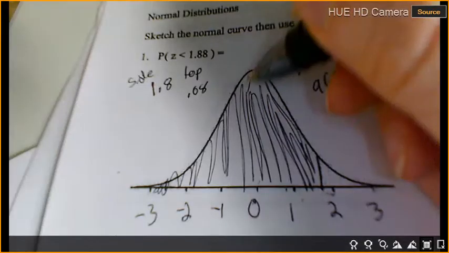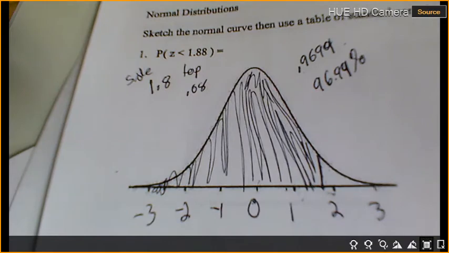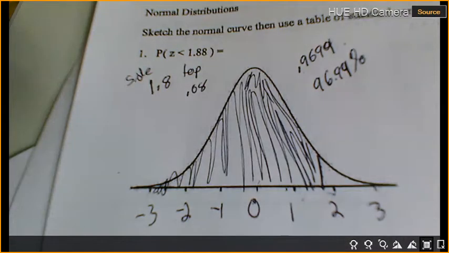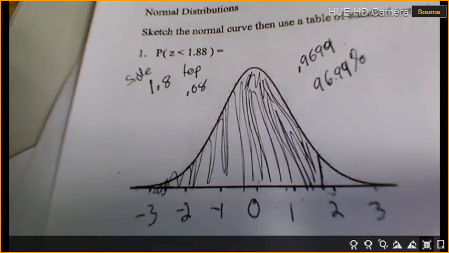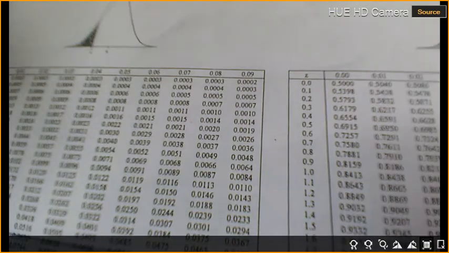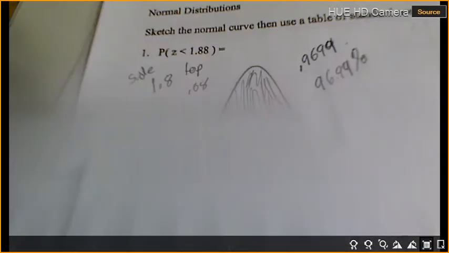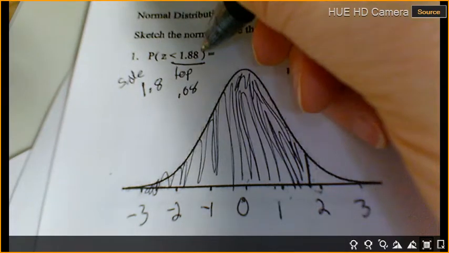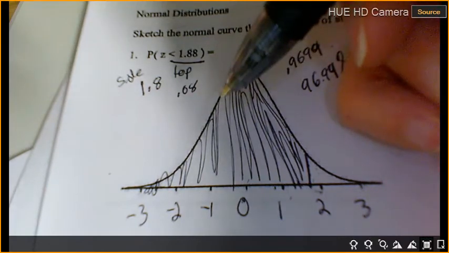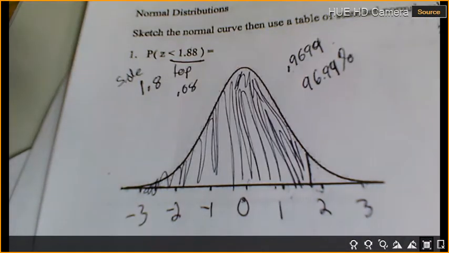The reason I'm sketching this is because nobody understood what this number was on the z-score chart, and I'm trying to relate it to the empirical rule. Yes, and then I looked at 0.08 on the top, because it only goes to 1.8 and I need 1.88. So I had to find 0.08 by looking over here. See, this says 1.88. So I look up 1.8 on the side, 0.08 on the top. That makes 1.88.